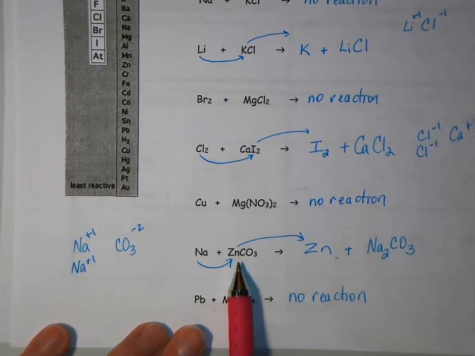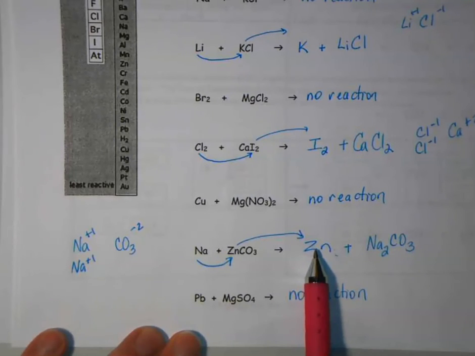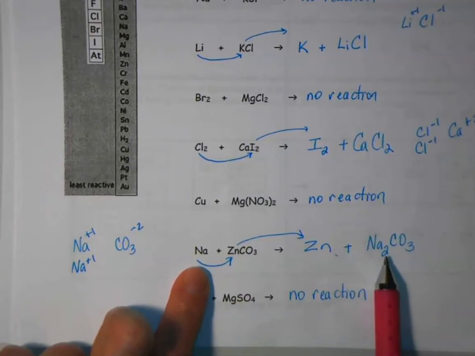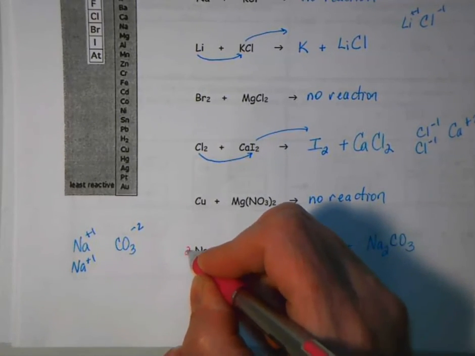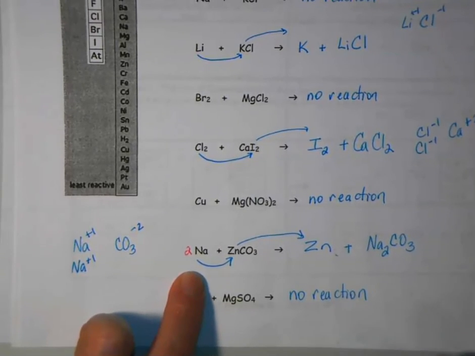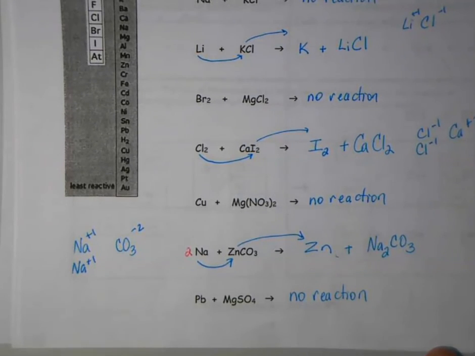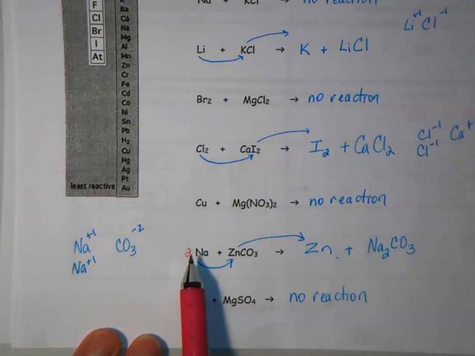And now I'm going to check this one. I've got 1 zinc, 1 carbon, 3 oxygens, but 2 sodiums on the right. I need to put a 2 in front of the sodium on the left to balance the equation. So the coefficients are always the last step. Do everything else first, and when you get everything figured out, then check to see if you need any coefficients.